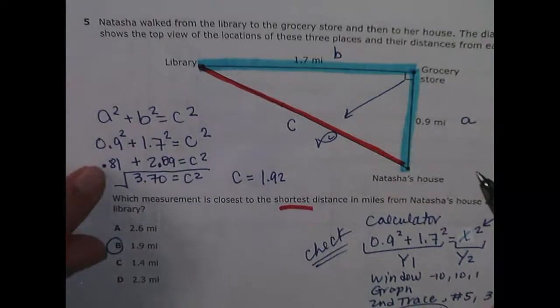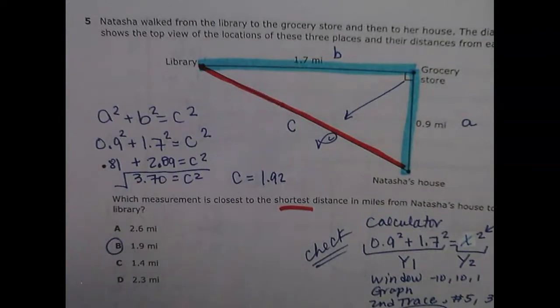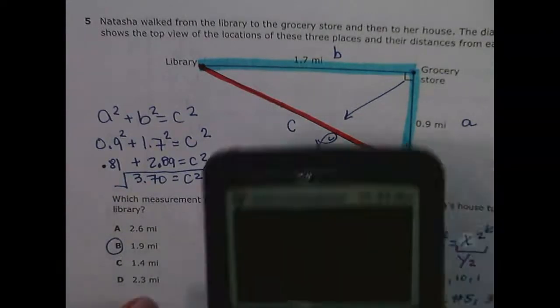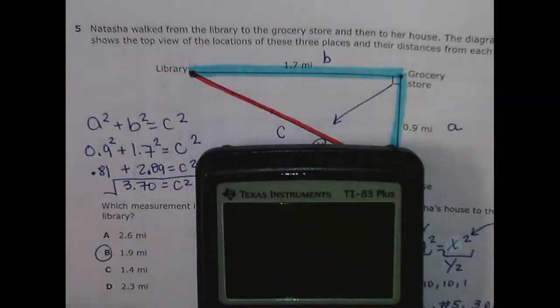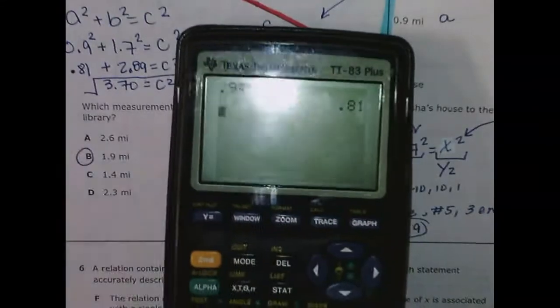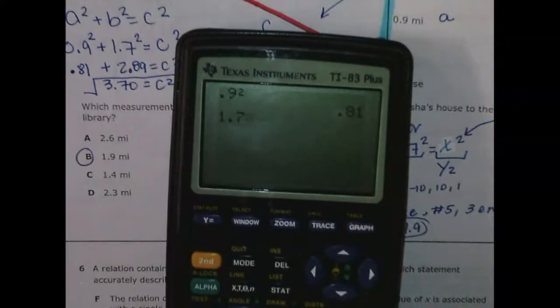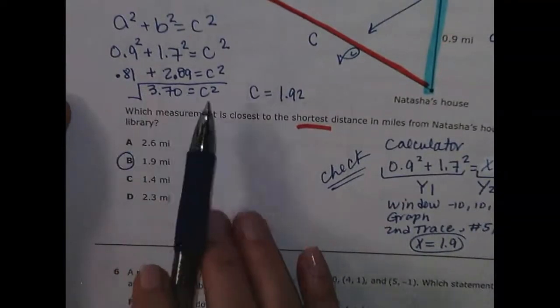And again, when I typed those in, I just typed in 0.9, pushed the little 2 button, and got the answer. Let's see here, I'll type it in. 0.9 to the second, 0.81. And then 1.7 to the second, 2.89. And then I added them. And then I got 3.70, and that's C squared.